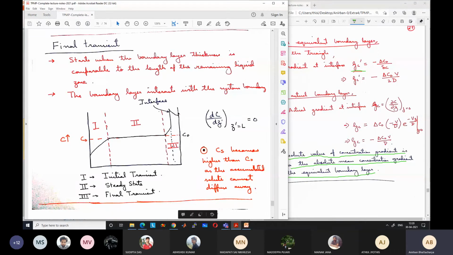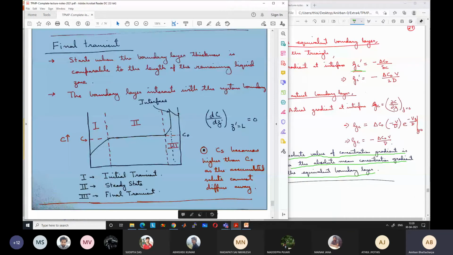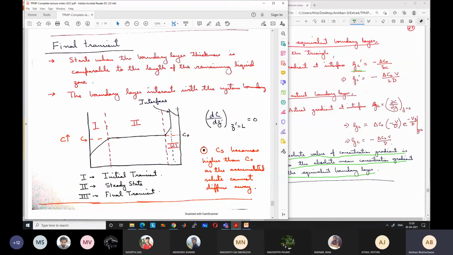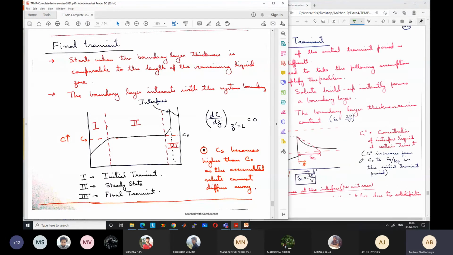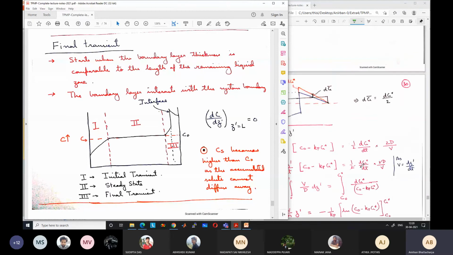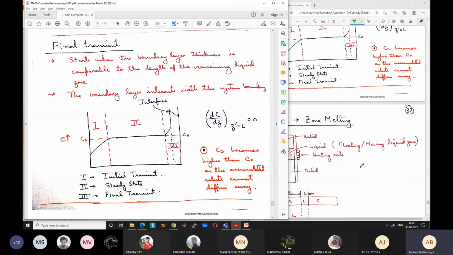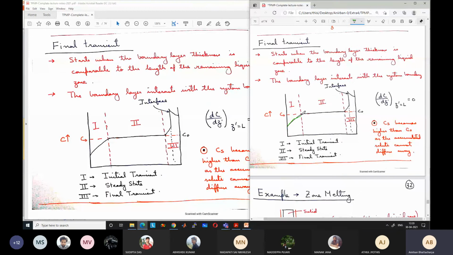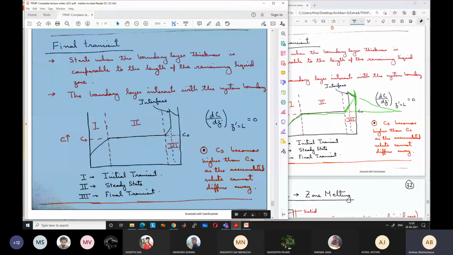If I come back to this, initially it looks like this. Then we have studied the steady state part, and finally the boundary layer becomes different. It cannot go to C0, because of the physical end of the domain of the mold. As a result, the diffusion is reduced, and so more solute accumulates in the boundary layer. Finally, more and more solute accumulates in the boundary layer, and the boundary layer looks like this. This is the final concentration gradient. So CS becomes higher than C0 as the accumulated solute cannot diffuse away, as there cannot be any diffusion.